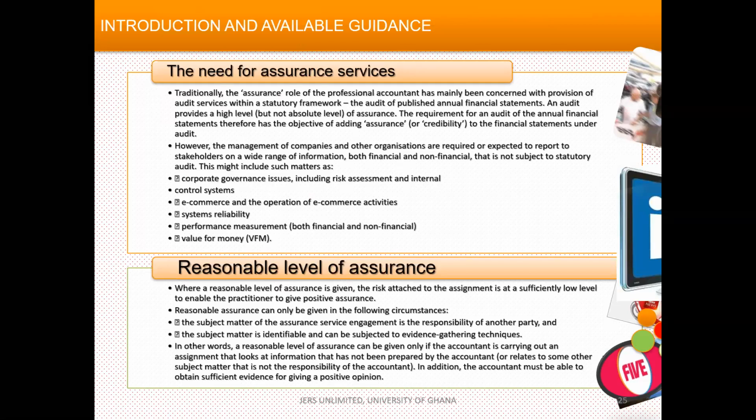Now, we've been talking about levels of assurance. You might have heard about a reasonable level of assurance. In an audit, a reasonable level of assurance is given. A reasonable level of assurance can be given only if the accountant is carrying out an assignment that looks at information that has not been prepared by the accountant. So if the auditor didn't prepare the information and is working on auditing that information, then he can go ahead and have a reasonable level of assurance over that engagement. Very important.